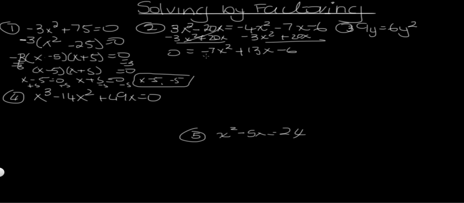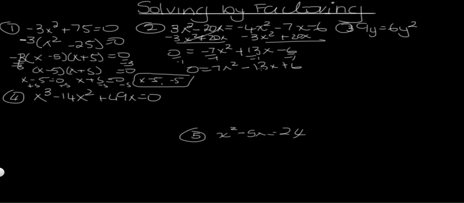If your first term is negative here, especially with that trinomial, let's go ahead and divide everything by -1. And all that will do is change all your signs. It will make it so much easier for you to find your product and sum. So we have 0 equals 7x squared minus 13x plus 6. This is a trinomial.